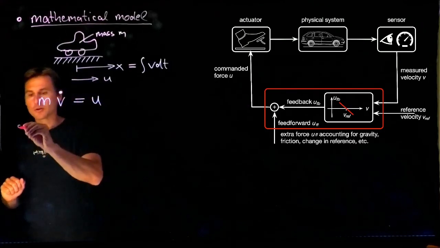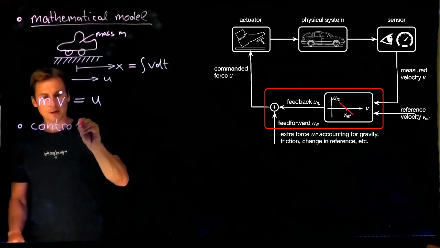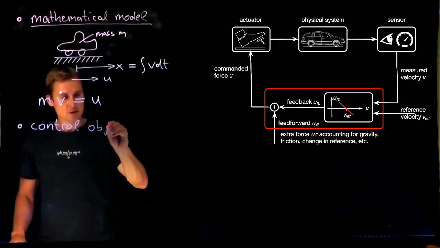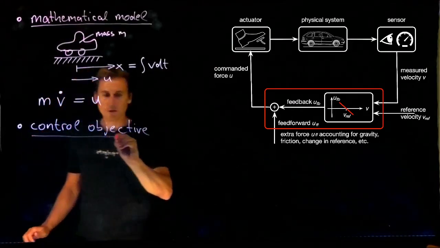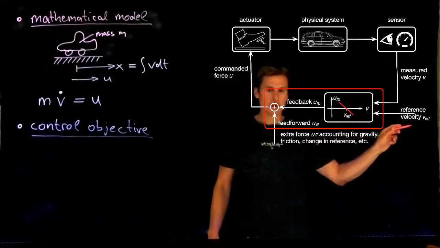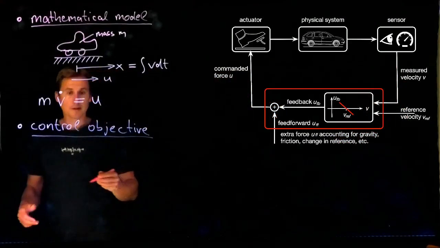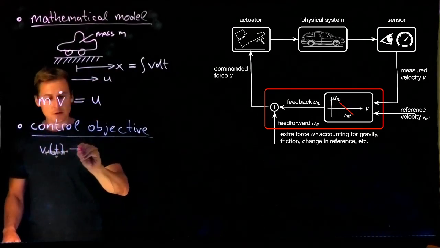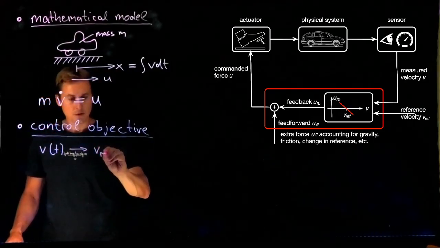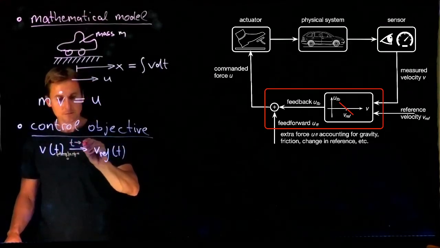Now, what is my control objective here? My control objective is to go at the desired speed. So ideally, v of t should be equal to v ref of t. That is, this signal and these signals should coincide. Well, typically we won't do that, but at least we want that to happen asymptotically. So we want that v of t should converge to the reference of t as time goes to infinity.